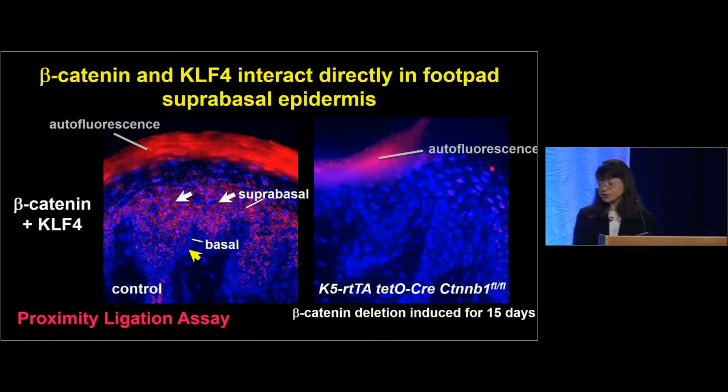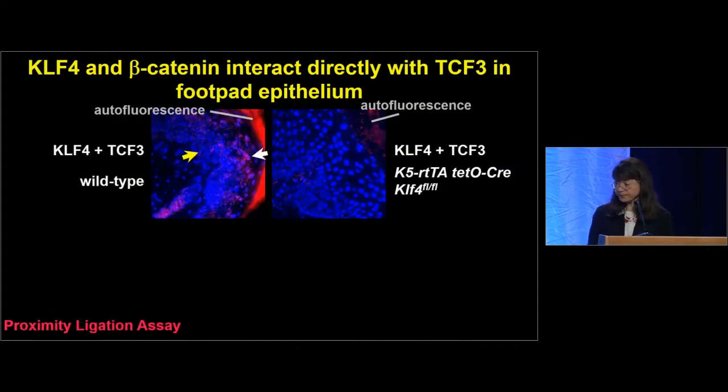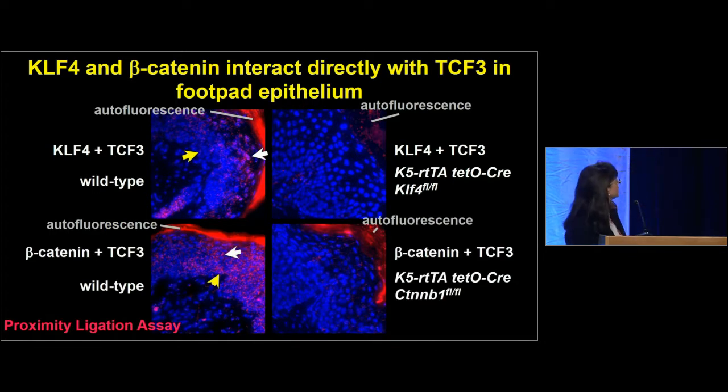So here we're looking at the interactions of beta-catenin and KLF4, and you can see that there's a very nice signal in suprabasal but not basal footpad epidermis, indicating that these factors do indeed directly interact. And this interaction is absent if we delete beta-catenin, indicating that it's specific. And similarly, we find direct interactions of KLF4 with TCF3 in these suprabasal cells, whereas beta-catenin interacts with TCF3 in both basal and suprabasal layers.